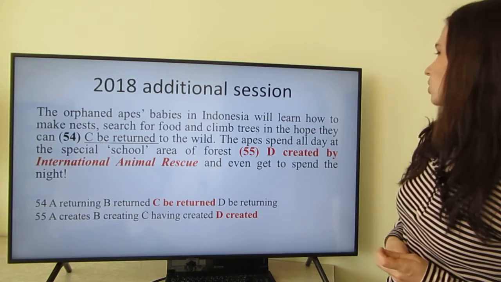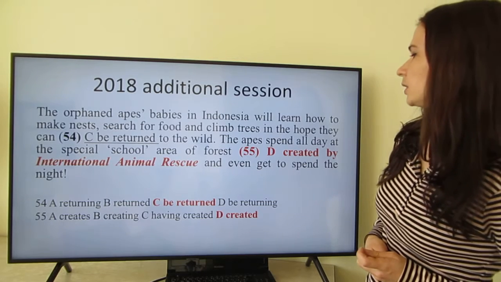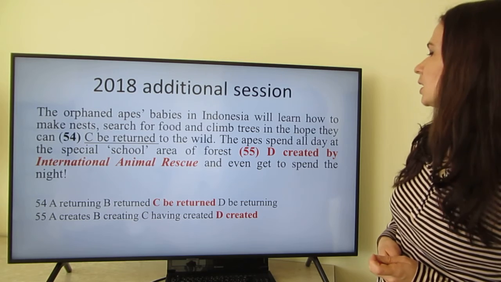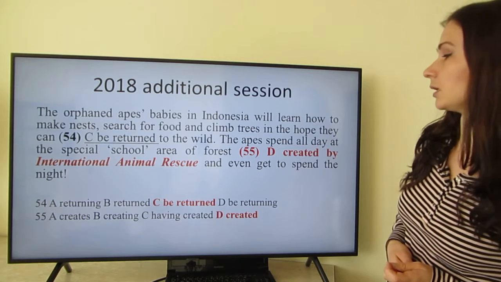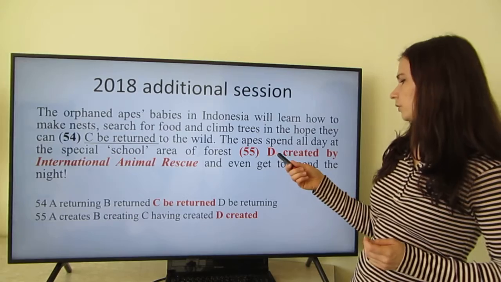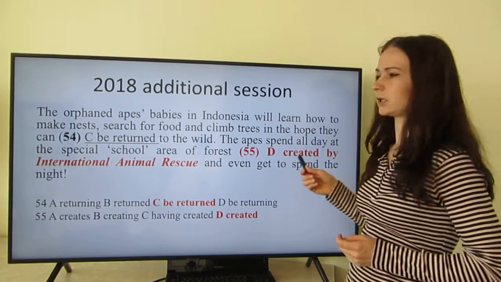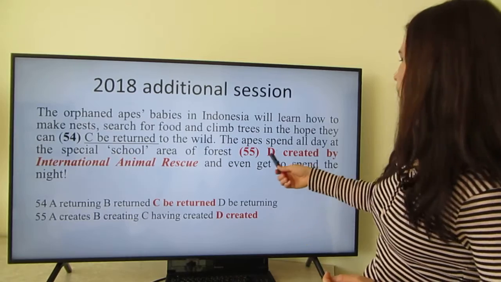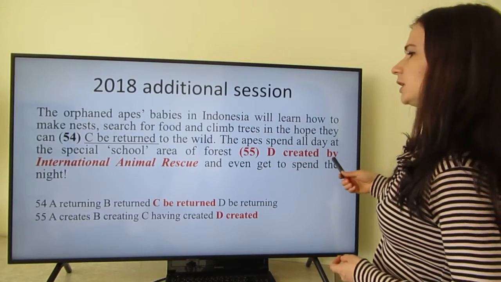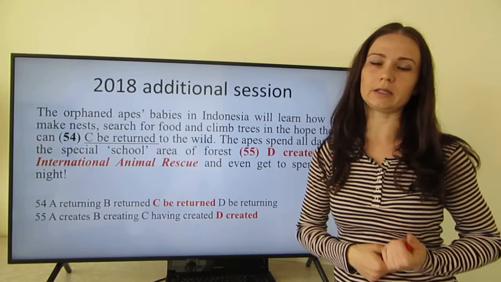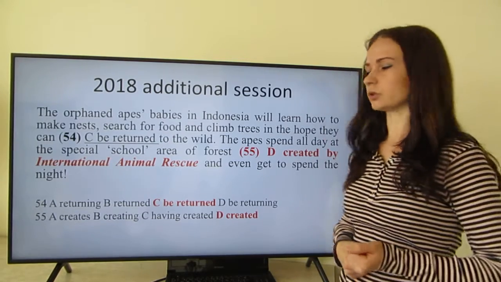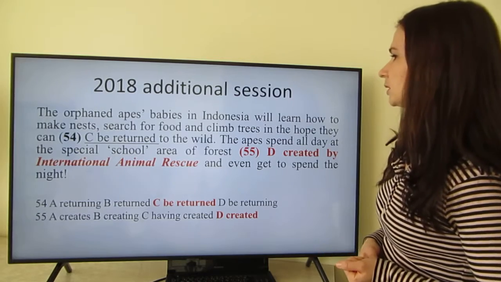The apes spend all day at the special school area of forest created by International Animal Rescue and even get to spend the night. Here we have the participle clause. It's highlighted in red. The action is passive, which was or that was created by International Animal Rescue. If it's passive, so we use the past participle created.